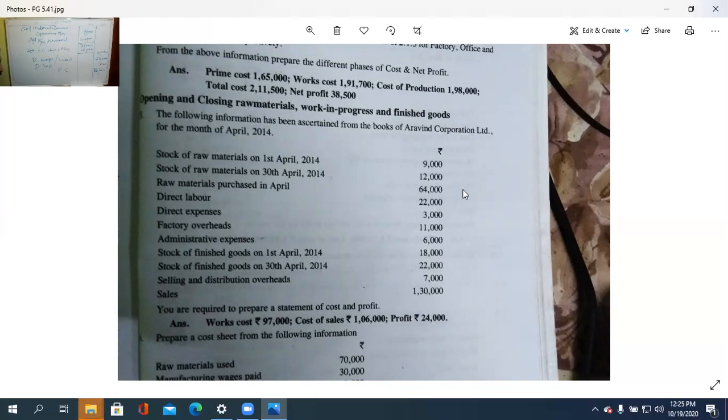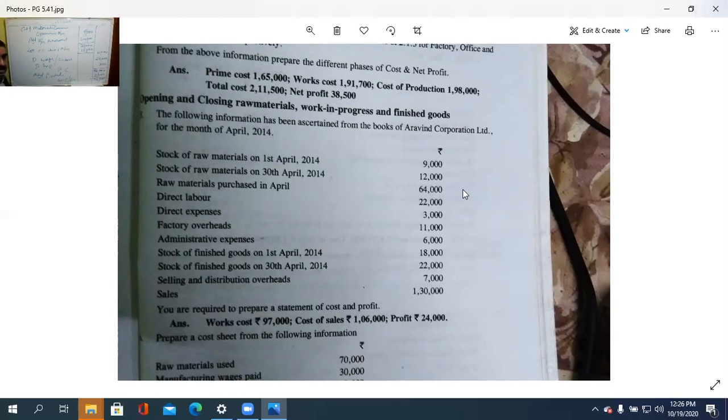Then what is there to add? Factory overheads. Add factory overheads. How much it is? 11,000. So 97,000 is the work cost or factory cost. Clear? Work cost or factory cost. Then we need to add what? We need to add the office and administration overhead.